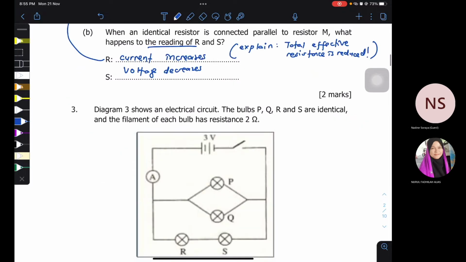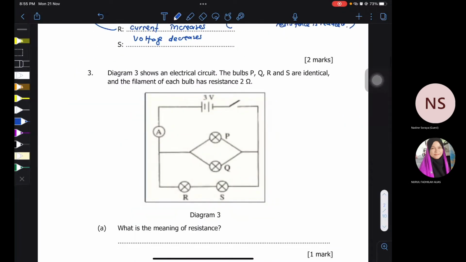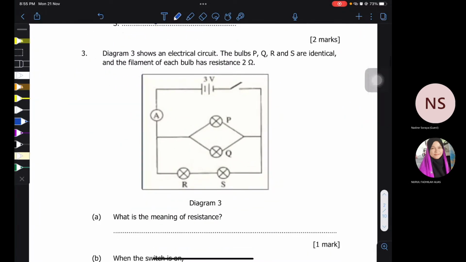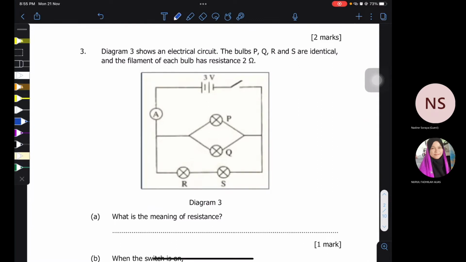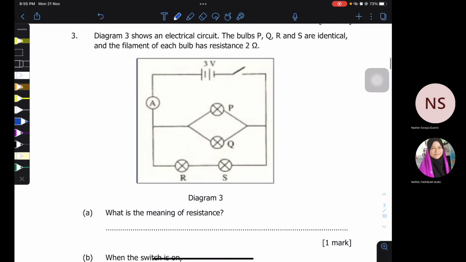Okay. Now, diagram 3 shows an electrical circuit. The bulbs P, Q, R, and S are identical, and the filament of each bulb has resistance 2 ohm. So if I were you, what would I do? P, Q, R, S are identical, so you need to take note of this. What does identical mean? The same. The same means the power is the same, and the voltage.